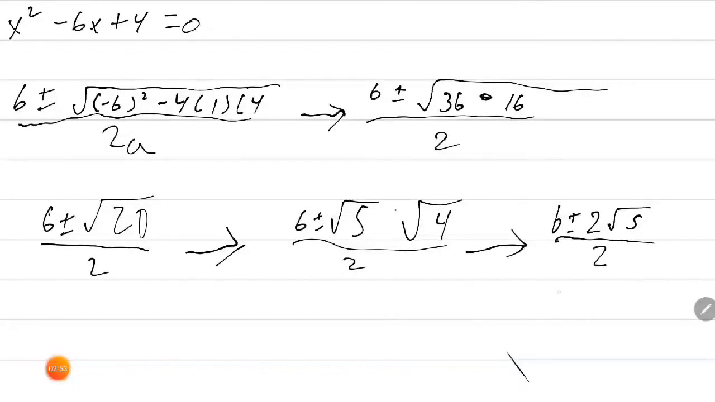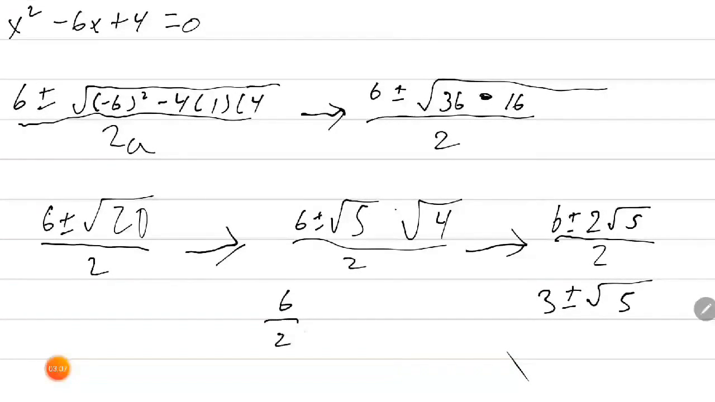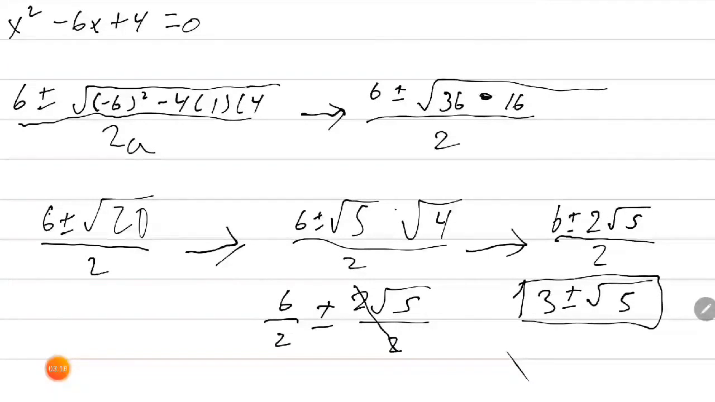So I'm going to do 6 divided by 2, which is 3, plus or minus 2 divided by 2 times the square root of 5. If you don't understand how I got there, I'll rewrite it a different way. 6 is being divided by 2, and then we have plus or minus 2 root 5 divided by 2. These cancel. 6 divided by 2 is 3, and that's where we get this answer. So x equals 3 plus the square root of 5, and x equals 3 minus the square root of 5. And that is our two solutions.